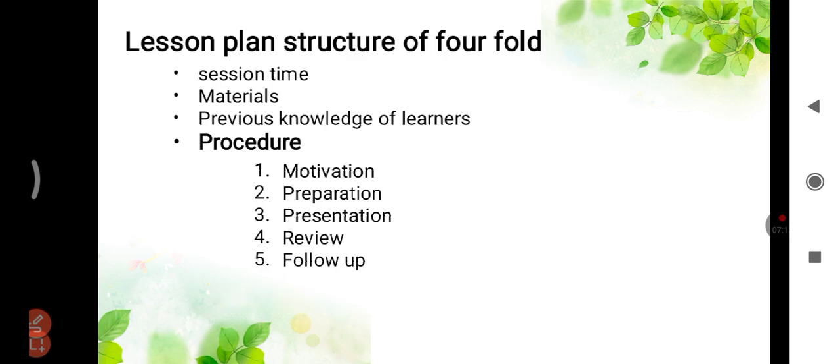The lesson plan has a fourfold structure. The sections are: time, materials, and previous knowledge of learners. Then the procedure: motivation, preparation, presentation, review and follow-up. This is the fourfold structure of lesson plans.